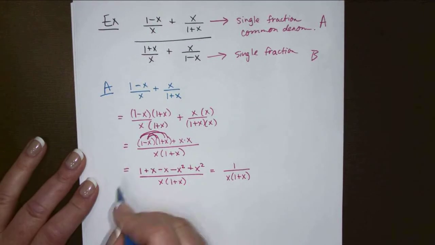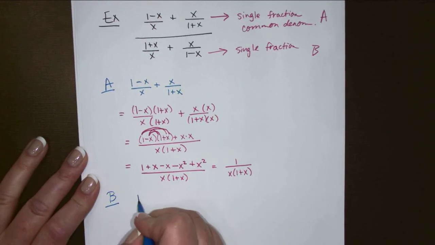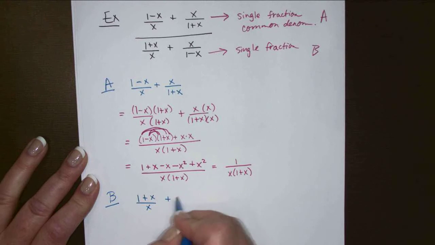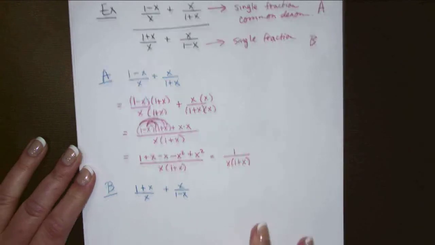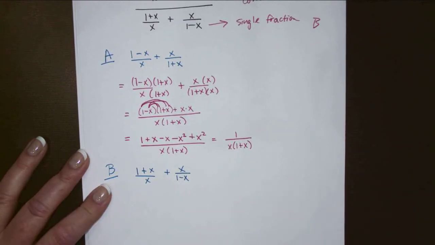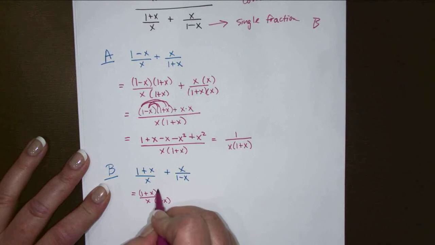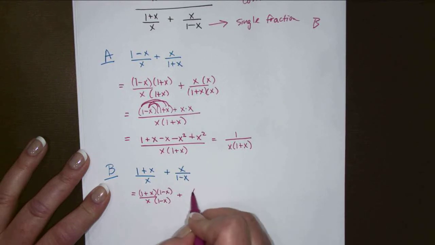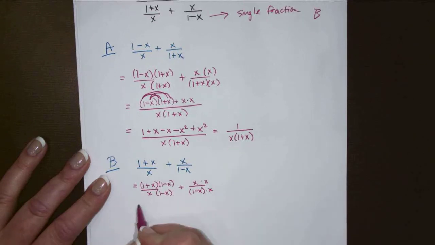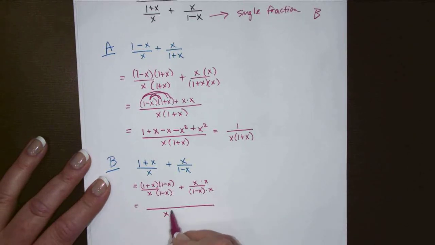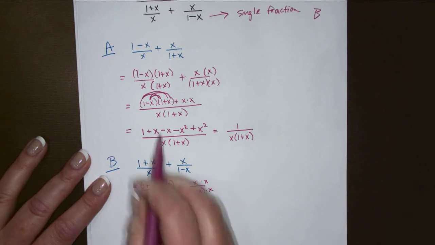Do the same thing with the bottom. There's nothing to factor, so do your common denominator. The first one we need to multiply by 1 minus x. And the second one by just x. Write it as one big fraction. FOIL it out. Still it's difference of squares. It's actually the same thing we had here on the top.